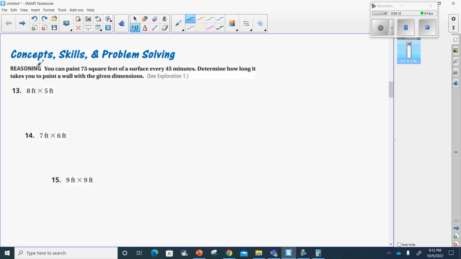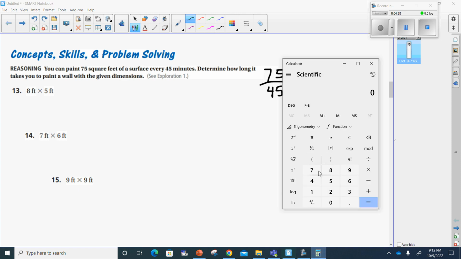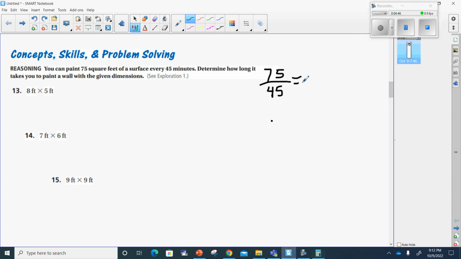Next, it says, you can paint 75 square feet of surface every 45 minutes. Determine how long it takes you to paint a wall with the given dimensions. Okay, what I need to do is find what 1 unit is. This is 75 square feet, right? Divided by 45. Let's see what that is. 75 divided by 45 is going to give me 1.6 repeating.